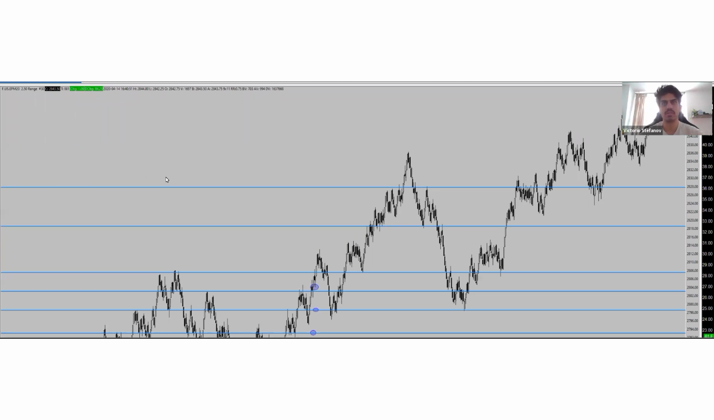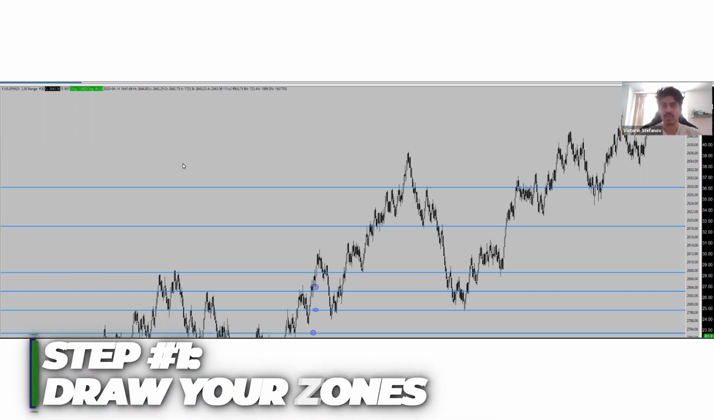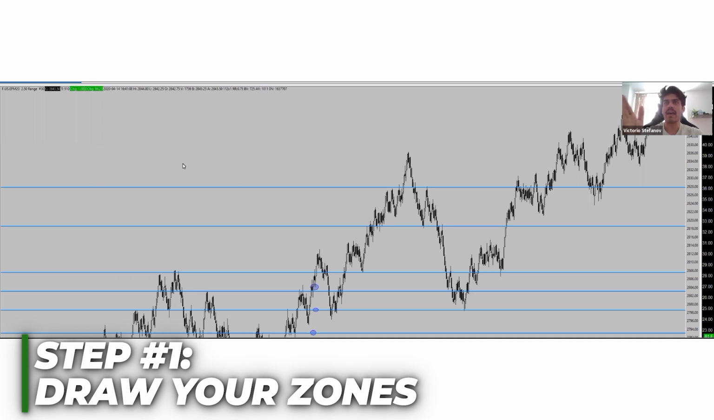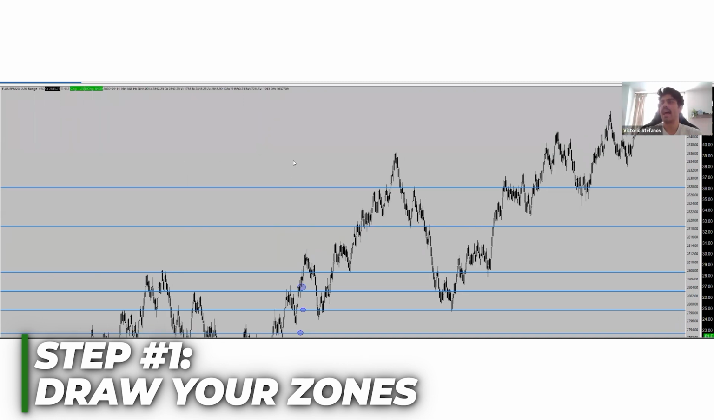Now, keep in mind, you can use this strategy for any product. I personally trade the ES. I prefer the ES. So we're going to be looking at this on a day trading basis for this futures market. Now, step number 1 of this process, call it what you will, is that we have to draw our zones. Easy as that.